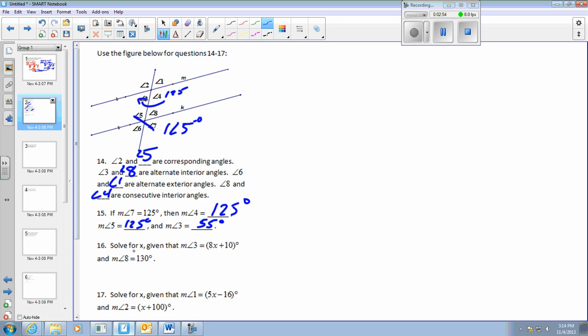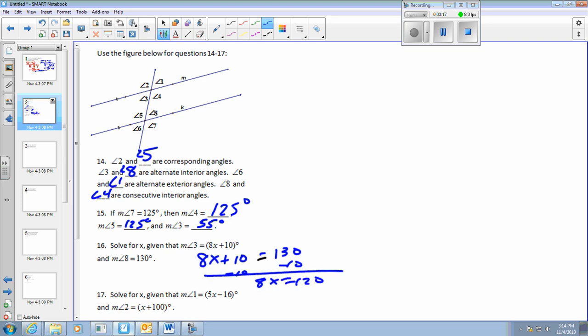For question 16, solve for x given that angle 3 is this and angle 8 is that. Well, let's take a look up here. Angles 3 and 8 are alternate interior angles, so they would be congruent to each other. So we would set them equal to each other. And if I subtract 10 from both sides, I get 8x equals 120, which gives me 15 for x.